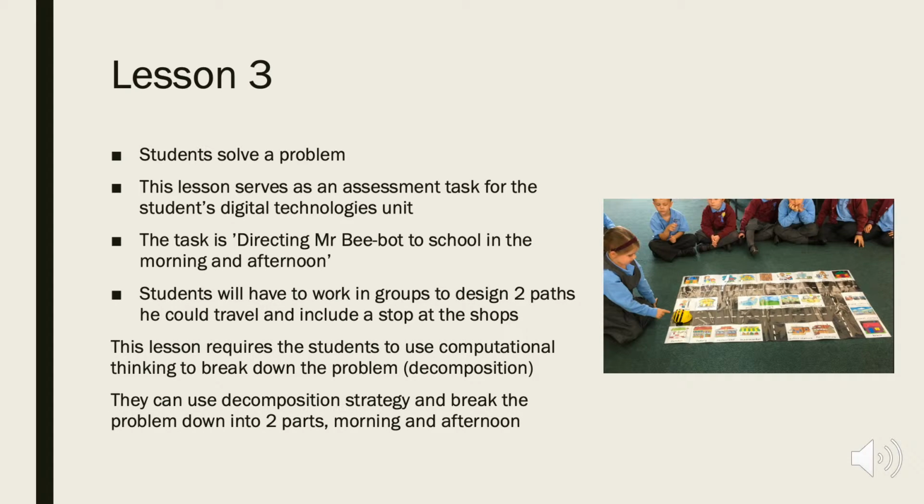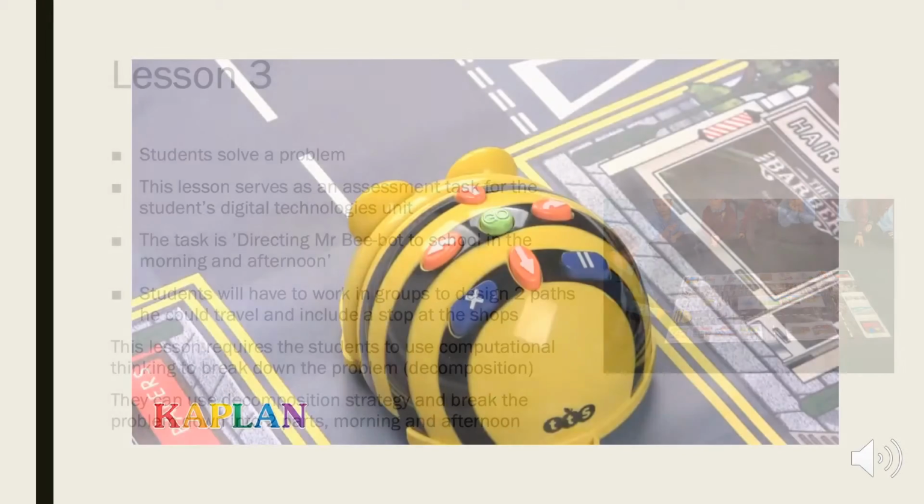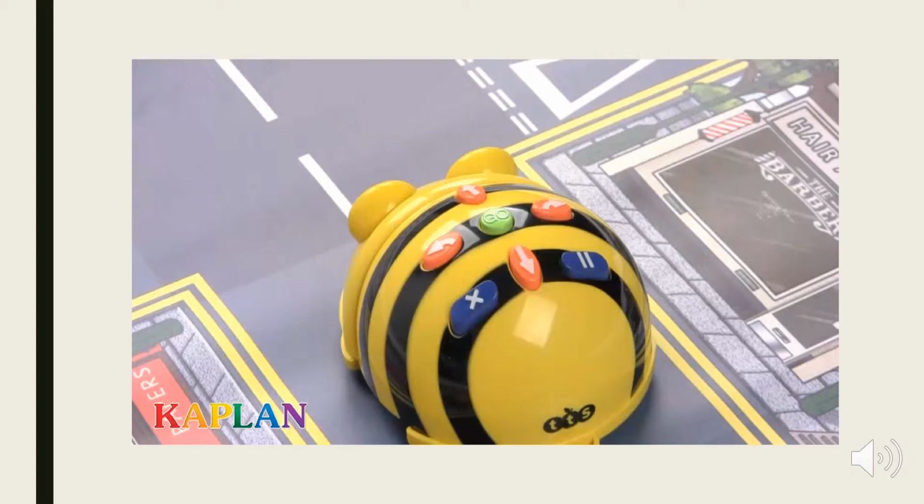The final lesson is where the students will be given a problem, and in groups of 3, students have to solve the task. This lesson serves as the assessment task for their Digital Technologies unit. The task is directing Mr. Bebot to school in the morning and afternoon. They will have to work in groups to design 2 paths he could travel and include a stop at the shops in the afternoon. This lesson requires the students to use computational thinking to break down the problem into 2 parts, morning and afternoon. This is a video that shows Bebot travelling from one location to the grocery store.